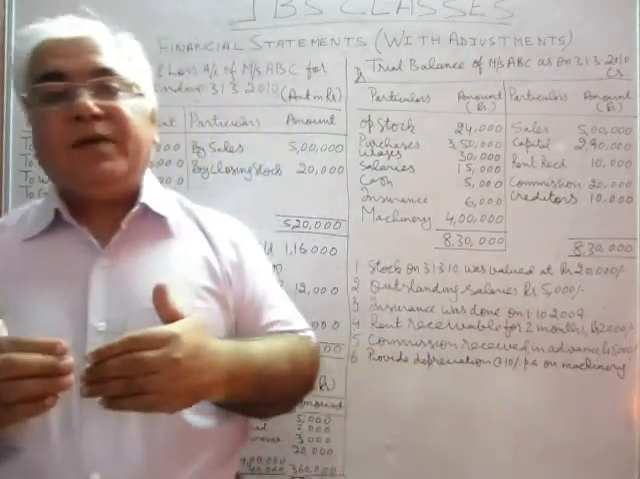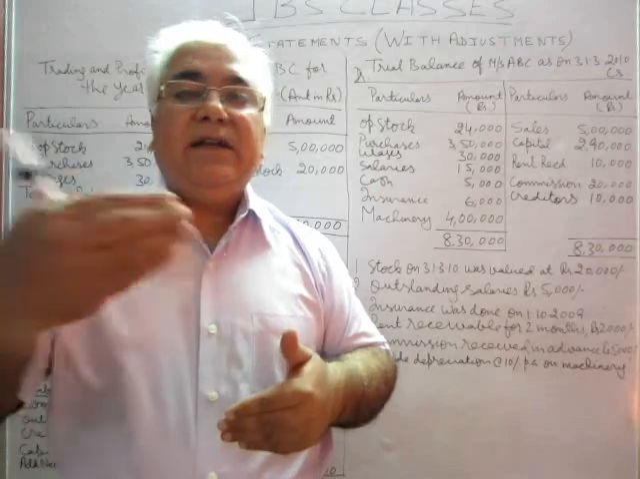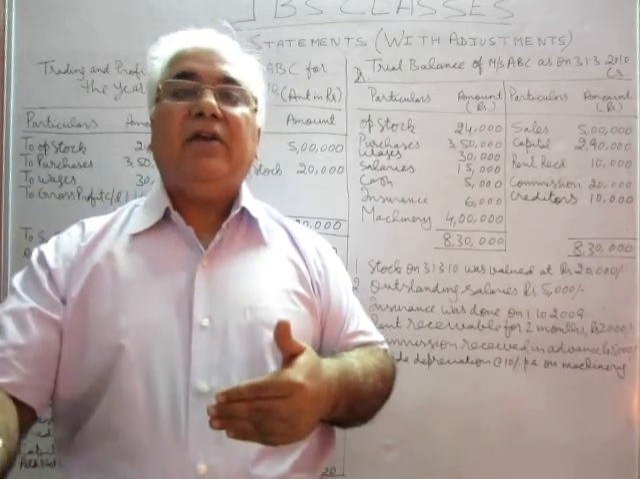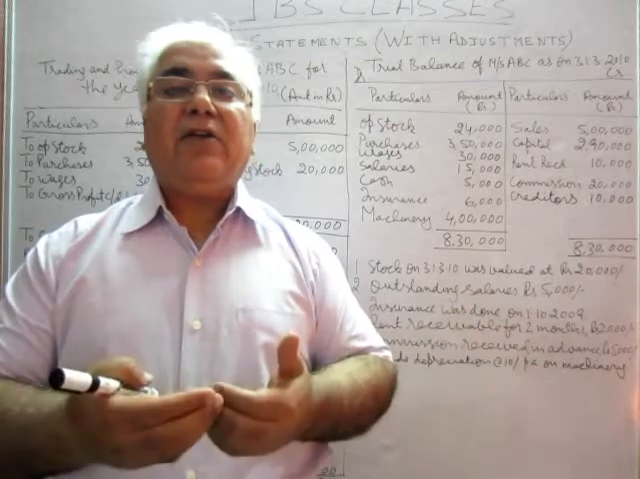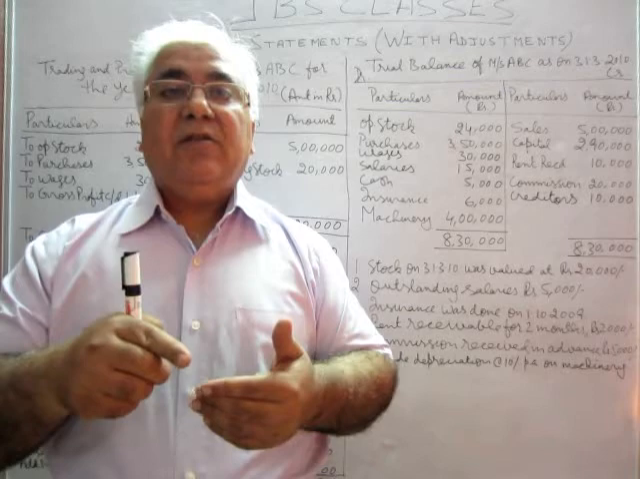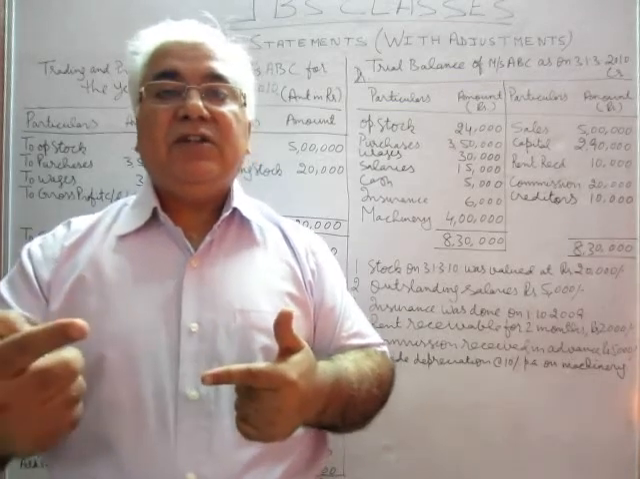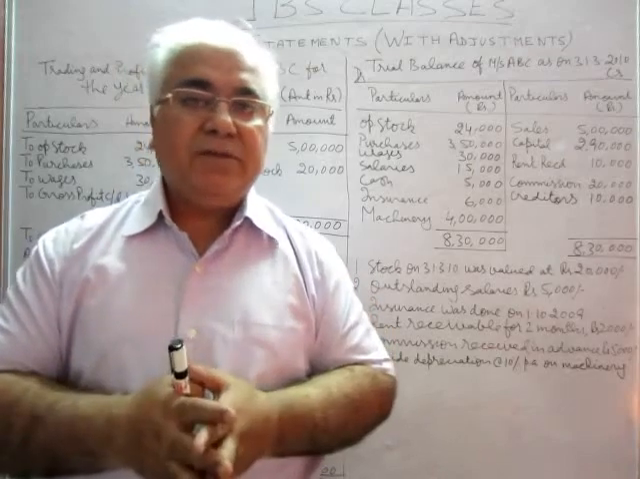Similarly, certain expenses which you have incurred might actually relate to next year, next accounting period. For example, you have taken insurance and a part of it belongs to next year. So you have to bring this into books, because what belongs to next year should not belong to this year. So you have to make an adjustment for that.